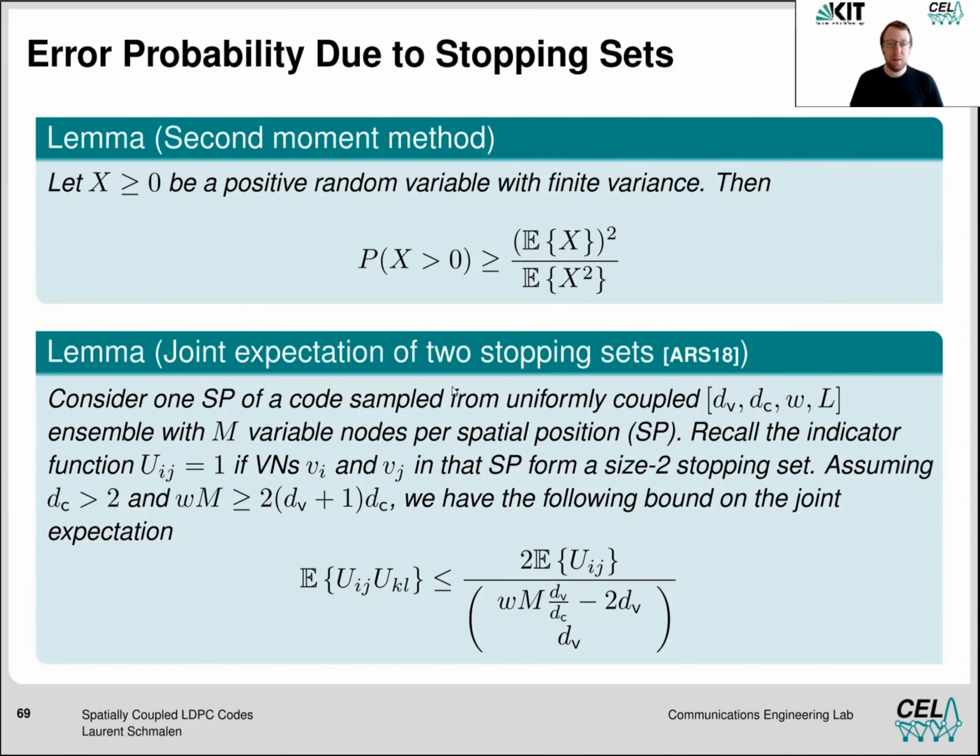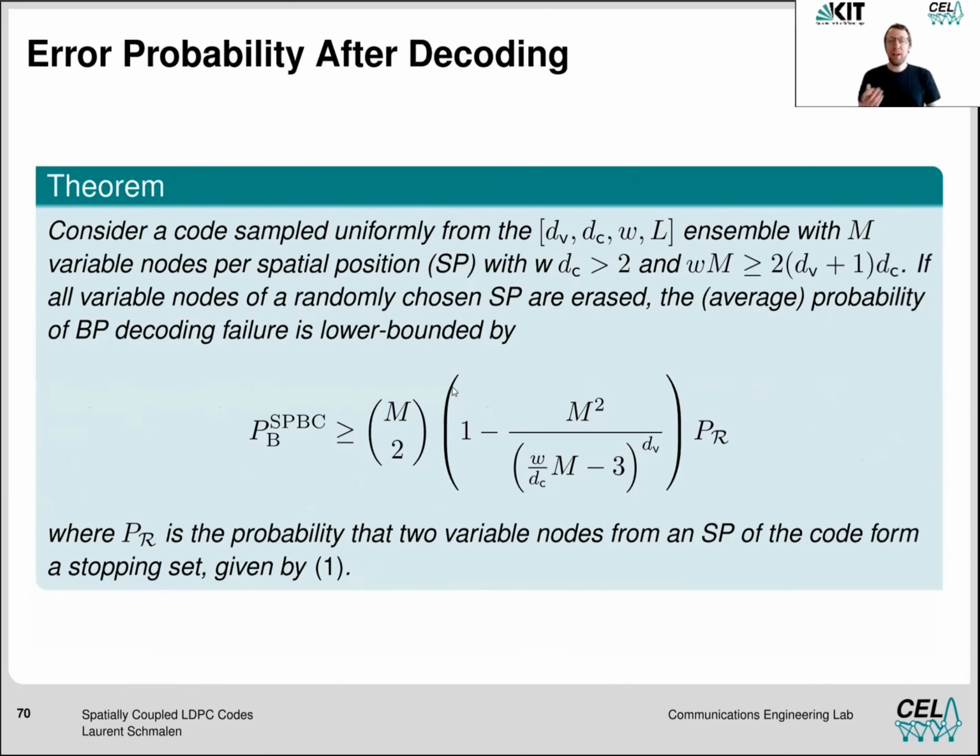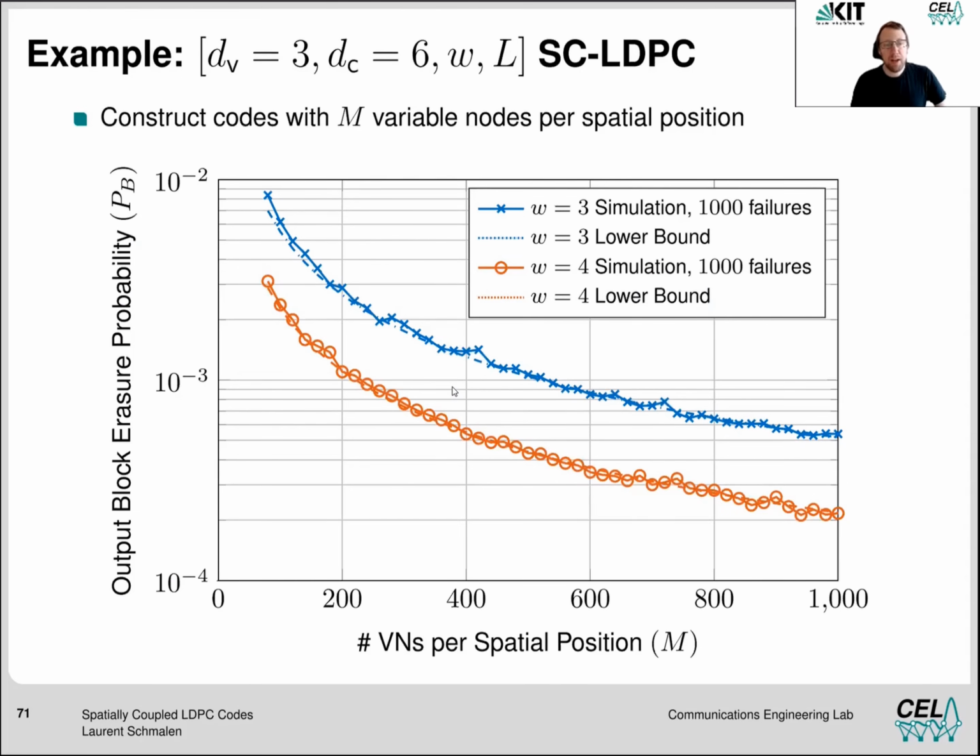Then we also need to bound the joint expectation, and we have expressions for these. Again, it's a combinatorial exercise. And we actually get a lower bound on the error probability. You get an error probability that's lower bounded by this rather simple expression: the probability that we computed 2 slides ago times some simple binomial coefficient. We can compare this with our simulation, and our lower bound matches the simulation quite perfectly. So it's quite a good bound, and it allows us to estimate what's going on.